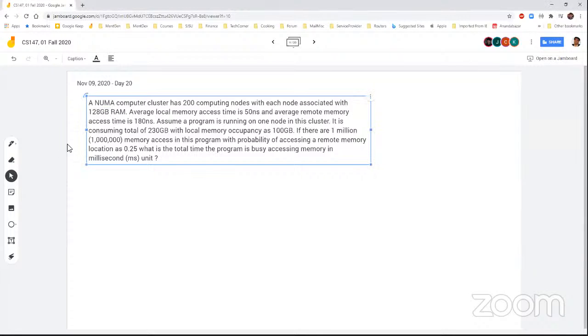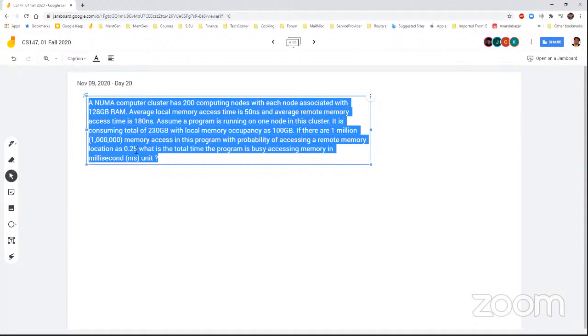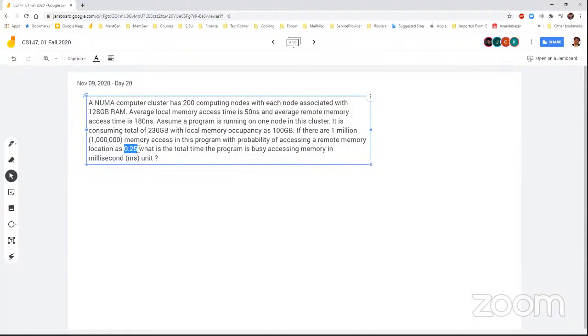Now, if there are 1 million memory accesses in the program, with the probability of accessing a remote memory location being 0.25, so 1/4 of all memory accesses are remote, then what's the total time the program is busy accessing memory, in milliseconds?